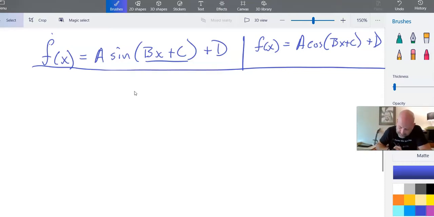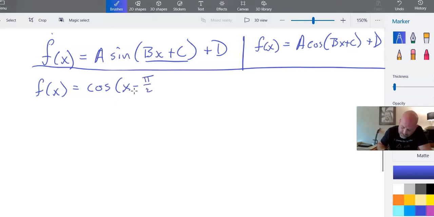Okay, so let's see here. Let's look at f of x. Oh, let's turn on the pen. And then we'll look at f of x is equal to cosine of x minus pi over 2. Okay, so we've shifted this by pi over 2.